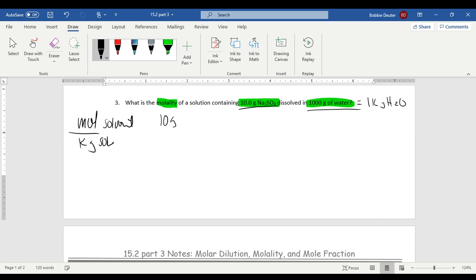But now we have to take our 10 grams of Na2SO4, sodium sulfate, and convert that into moles of sodium sulfate.